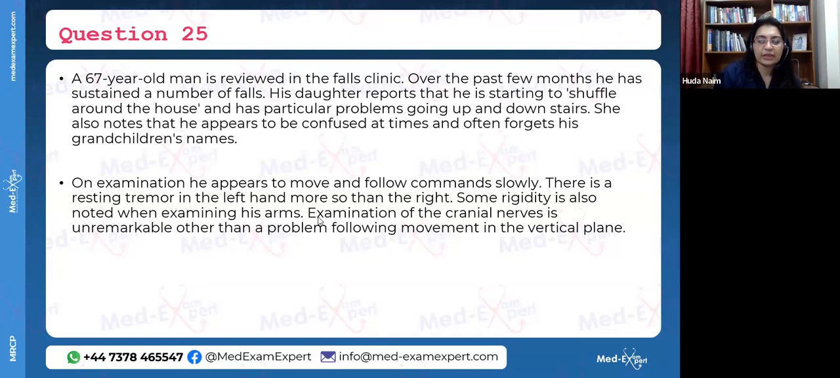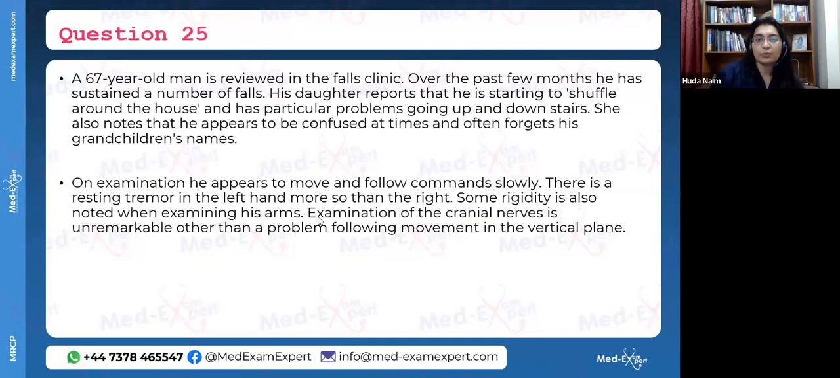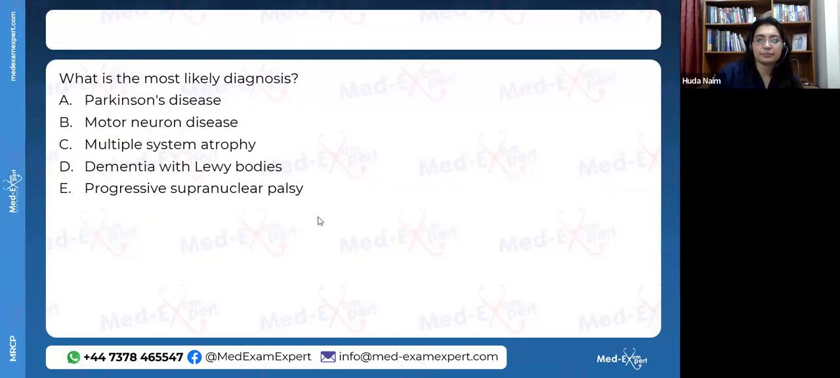Let me know when you've read the question. Whenever there's a question like this, always see the age group. What are the symptoms? There's shuffling, then there's a problem going up and down the stairs, then appears to be confused. So always keep in mind the different clinical signs and symptoms.